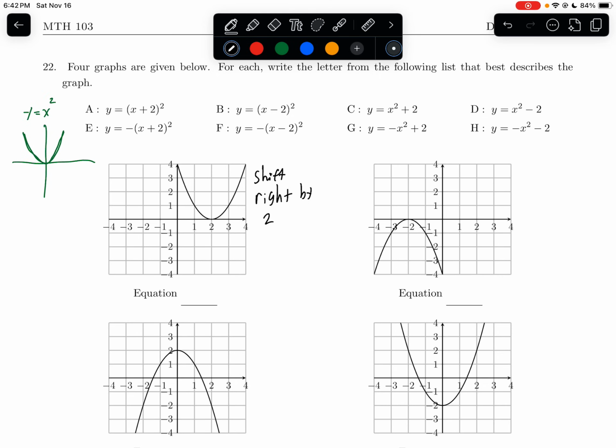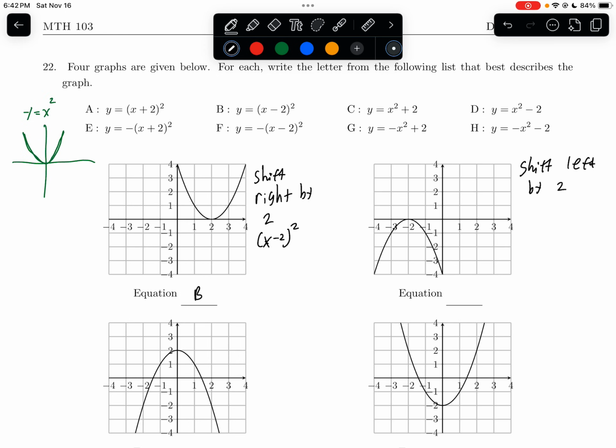And that would then correspond with b, because shifting right by 2 is x minus 2 squared. The function at x minus 2, and the function's x squared. So x minus 2 squared. Then for the next one, I'm now shifting it left. So this is a shift left by 2.